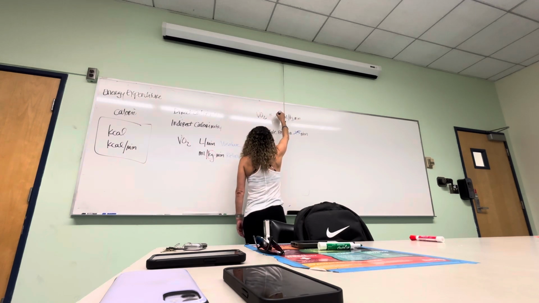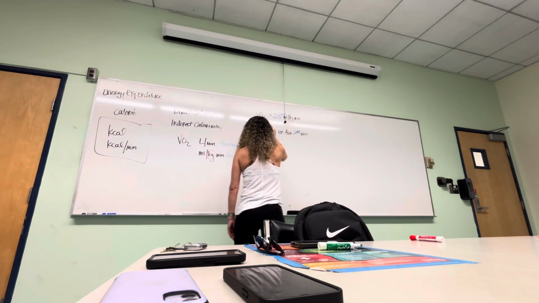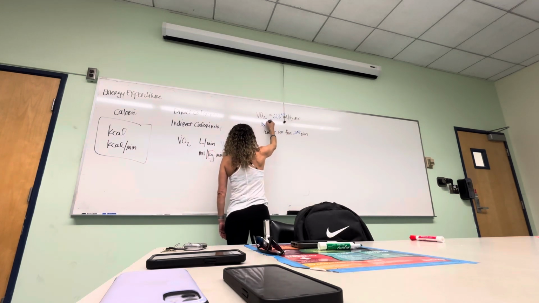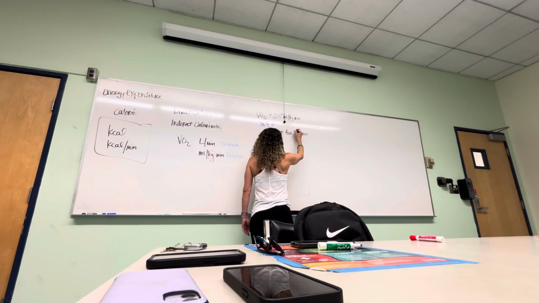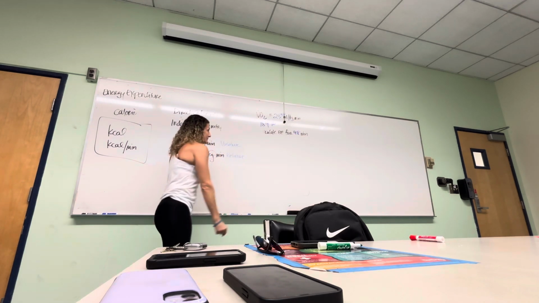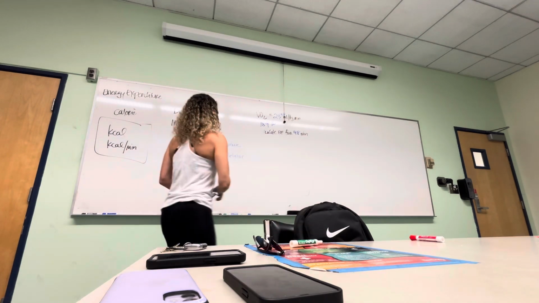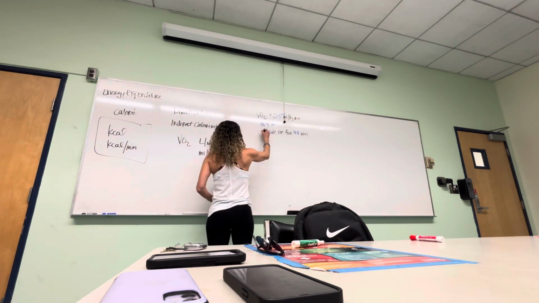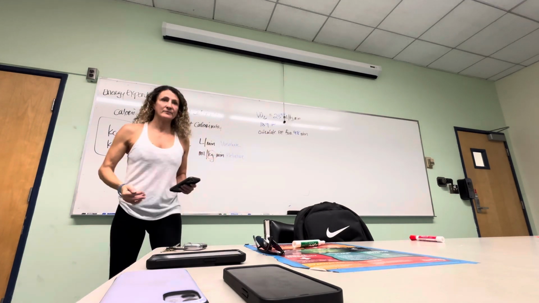Let's say they're working at 24.36. They weigh 189 pounds and they're exercising for 48 minutes. I'll give you a minute, try to do it on your own.